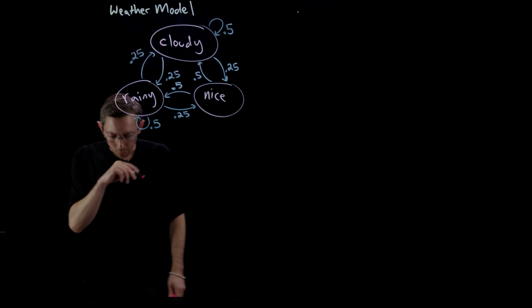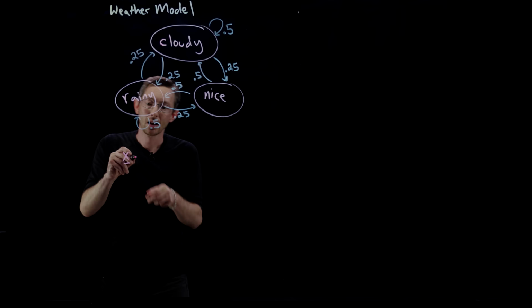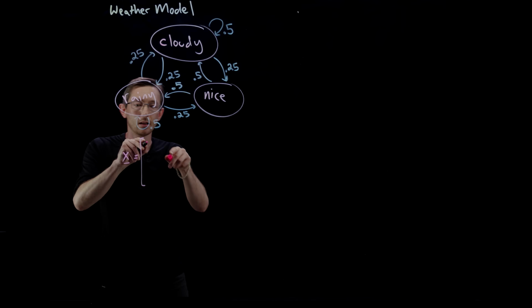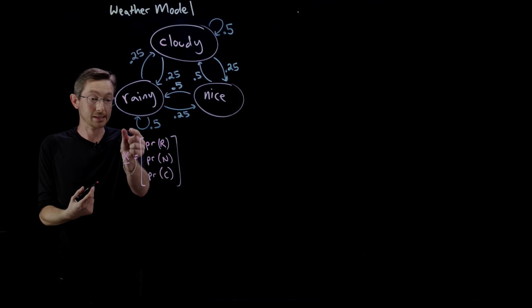We're going to say that the weather today, I'm going to say x is the state of my system. This is the probability. Let's call this x, and it's going to have three states: the probability that it's rainy, the probability that it is nice, and the probability that it is cloudy. Okay, so the state of my system is a vector of three numbers that should add up to one, the probability that it's rainy, nice, or cloudy.